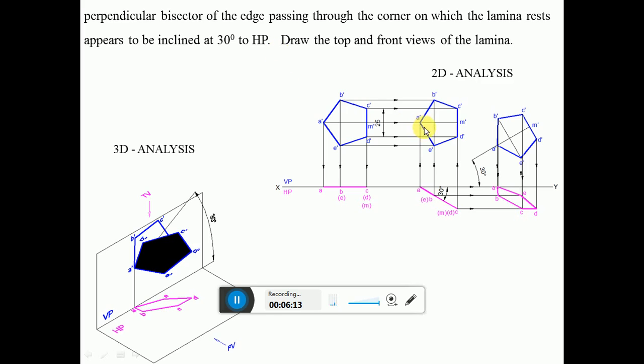So we need to rotate the second position front view. Since we need to rotate the second position front view, in the second position front view the length of the perpendicular bisector has to be checked. The length of the perpendicular bisector is an apparent length because the perpendicular bisector is inclined to VP in the second position top view. So obviously this will be an apparent length, and the inclination given is also an apparent inclination.